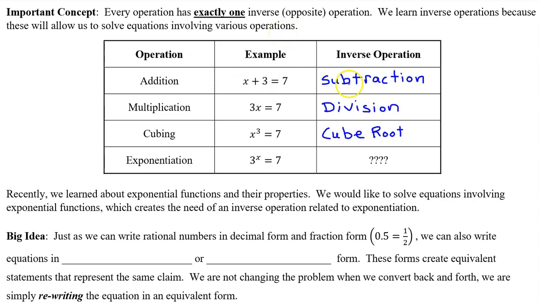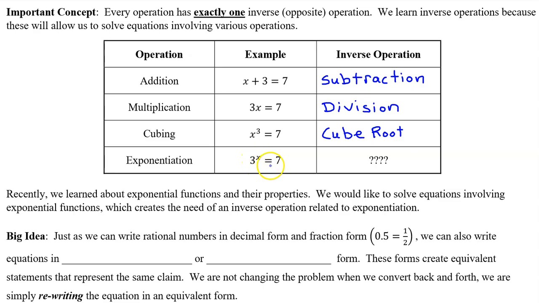Because subtraction is the inverse operation for addition, we can solve an equation like this by subtracting 3 from both sides. Because division is the inverse operation of multiplication, we can solve this equation by dividing both sides by 3. Because the cube root operation is the inverse of cubing, we can solve this equation by taking the cube root of both sides. But what about exponentiation?